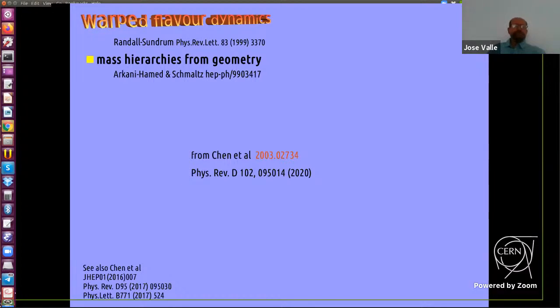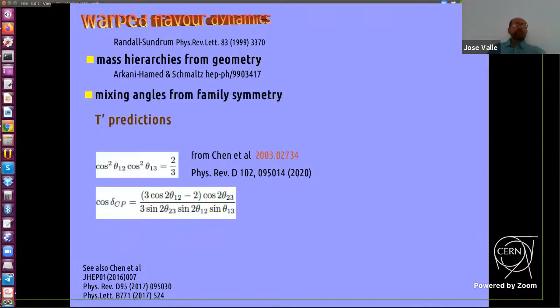That is far from being a practical explanation for phenomenology, but it may be interesting for theorists. On the other hand, and closer to phenomenology, the mixing angles can be explained by family symmetries using our usual tricks, namely the imposition of a family symmetry. And it has been shown that the imposition of family symmetry is completely consistent with warping and able to give very simple analytical predictions for the mixing angles, as you see here, the tri-maximal prediction obtained from this model.